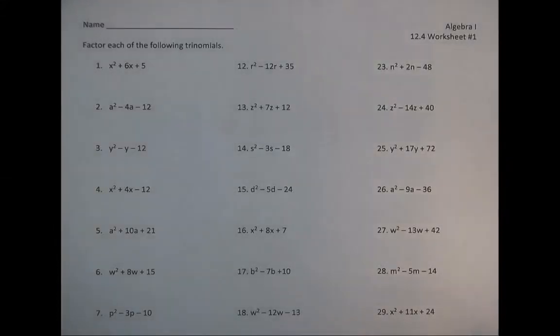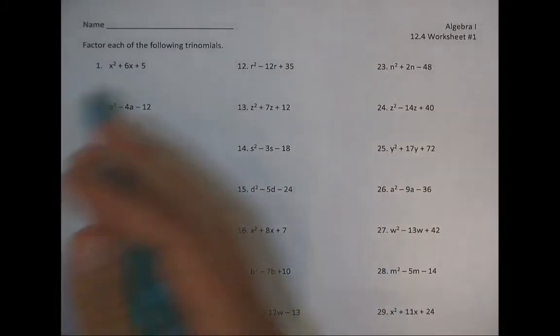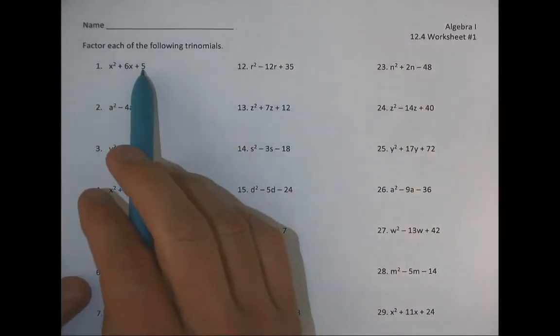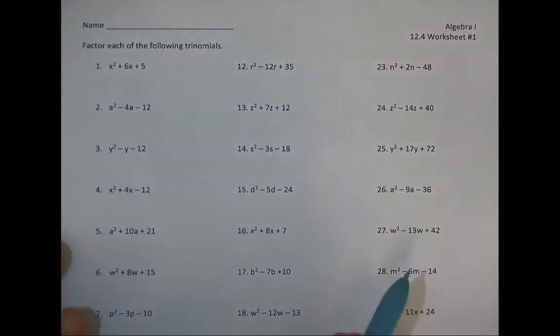So this is the 12.4 worksheet number 1. We're factoring trinomials. So when we do this, we're going to look at this final term and think about the numbers that can be multiplied to make it. And we're just dealing with whole numbers right now.